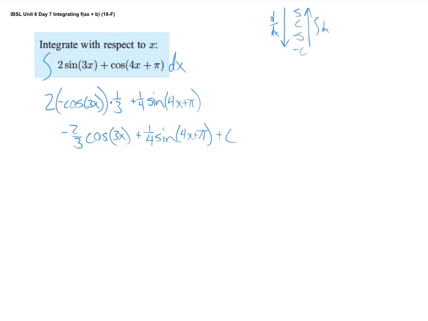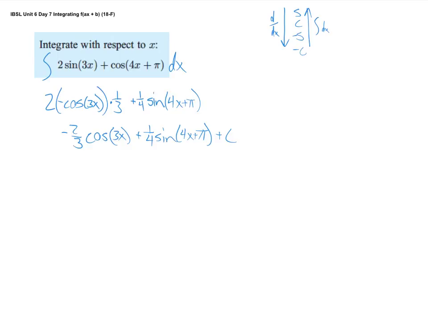By the way, on these ones especially, I would make sure that I put parentheses around what's inside the cosine and what's inside the sine, just so there's no confusion. Was that a cosine of 3x plus 1/4, or what is that? So just put your parentheses around it to make sure it's really clear. And you really need to put parentheses around the 4x plus pi. Otherwise, it really just says sine of 4x.